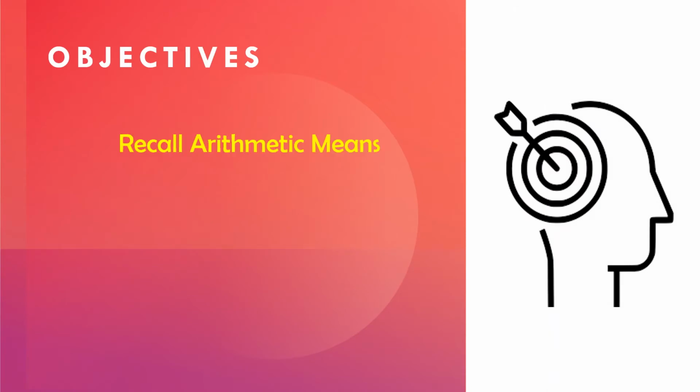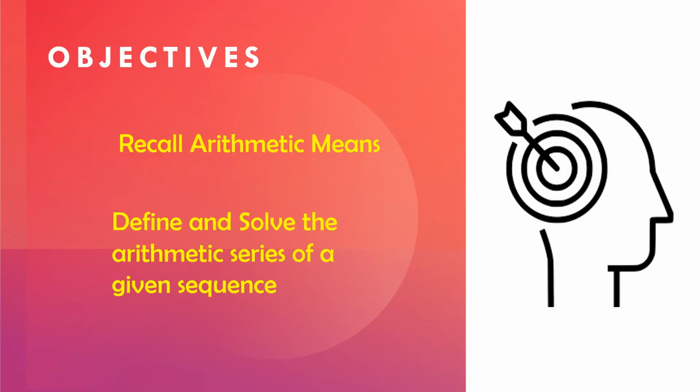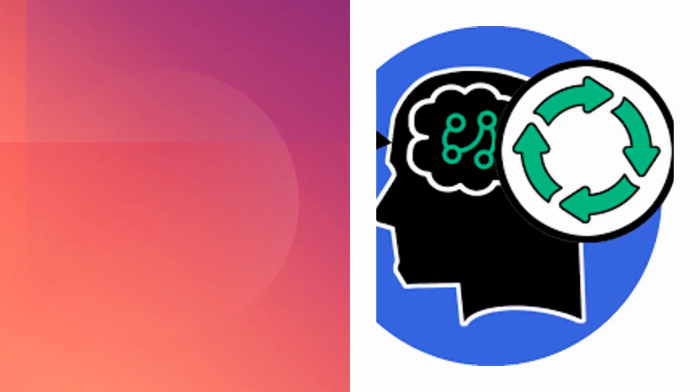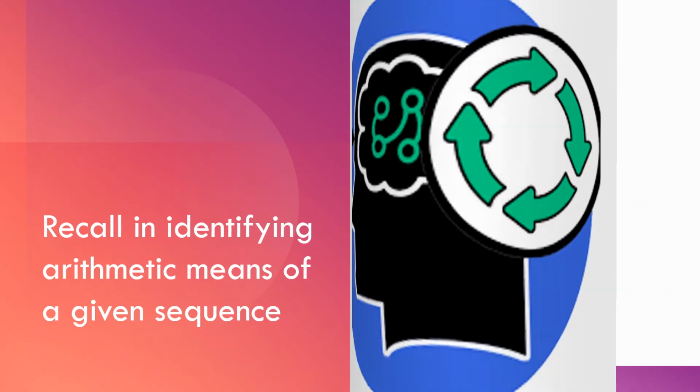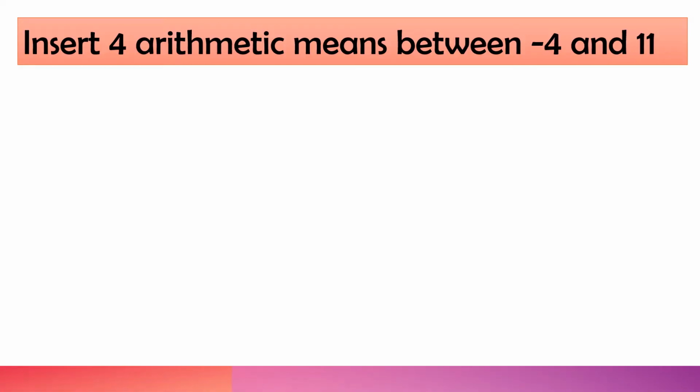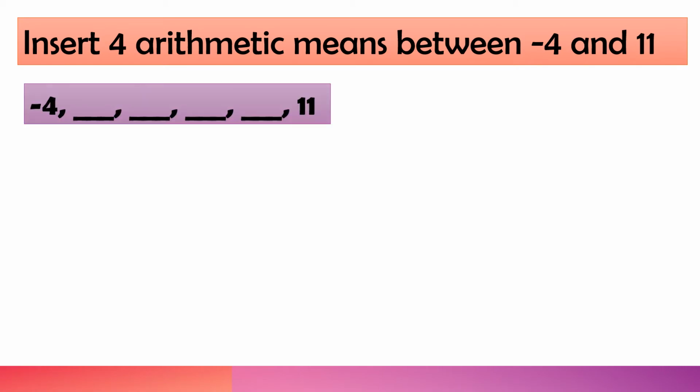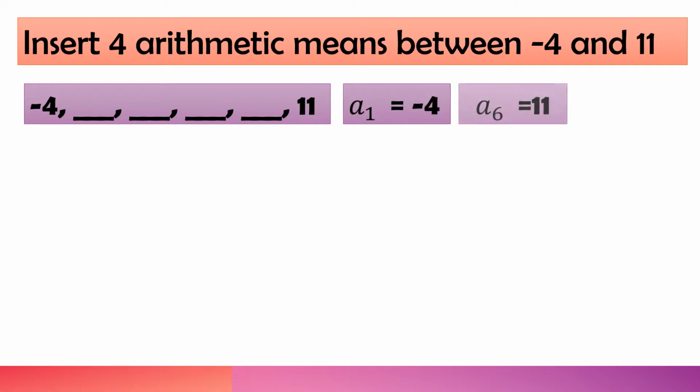In this video, we are going to recall arithmetic means and we will define and solve the arithmetic series of a given sequence. To start off, let us identify arithmetic means of a given sequence. Insert 4 arithmetic means between -4 and 11. That means that a sub 1 is equal to -4 and a sub 6 is equal to 11.